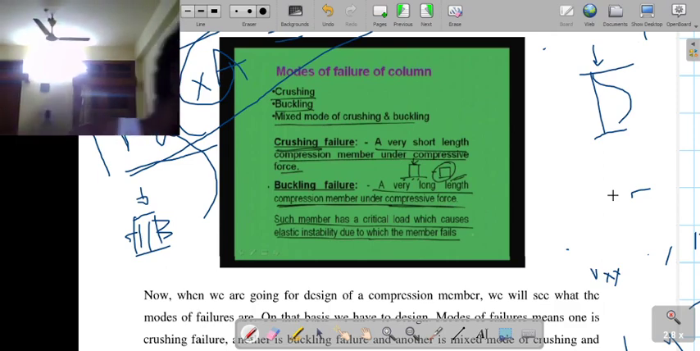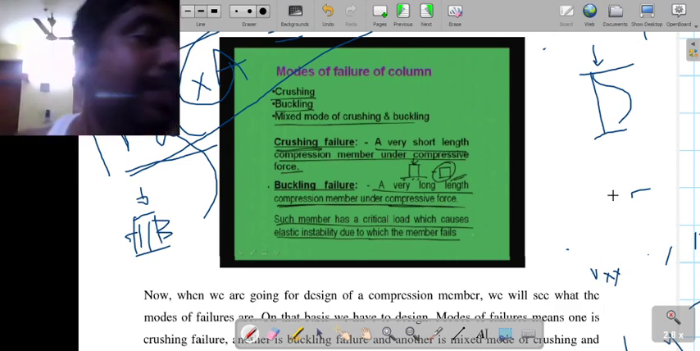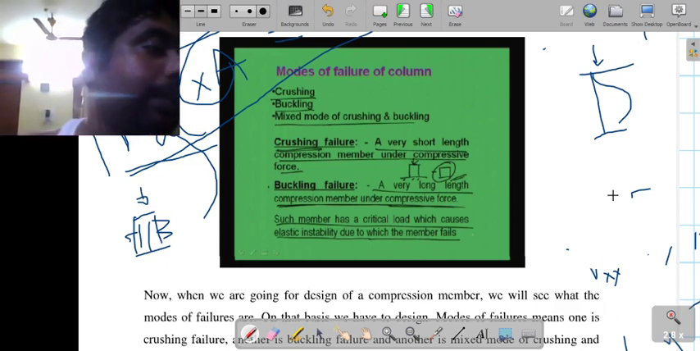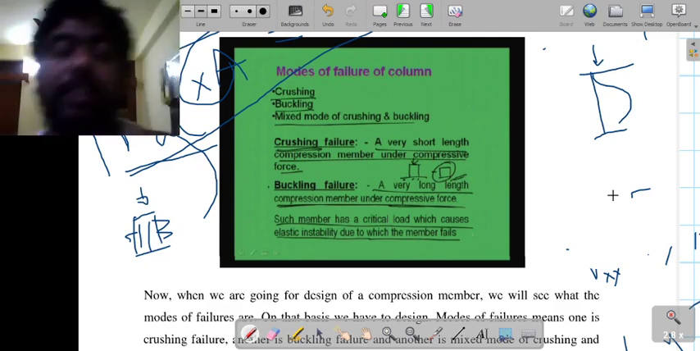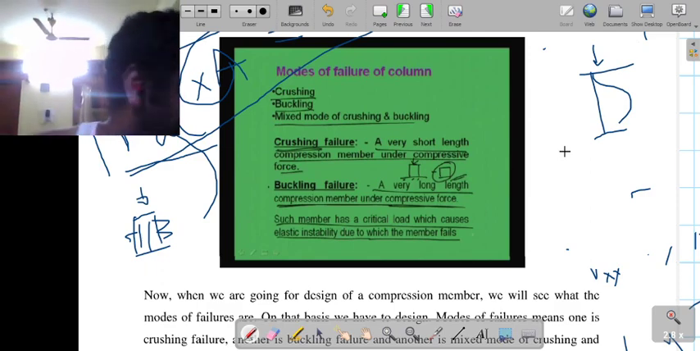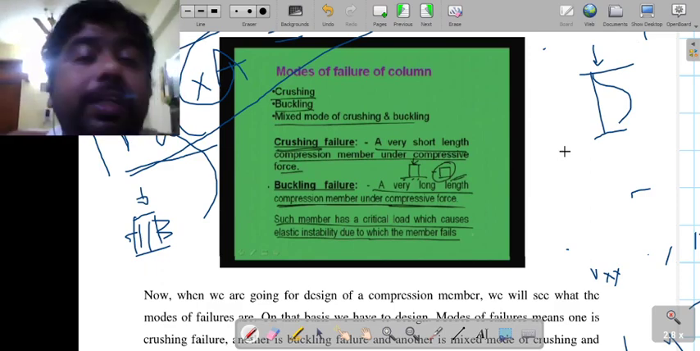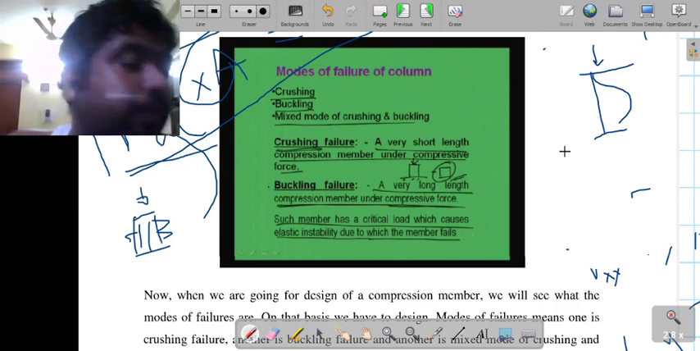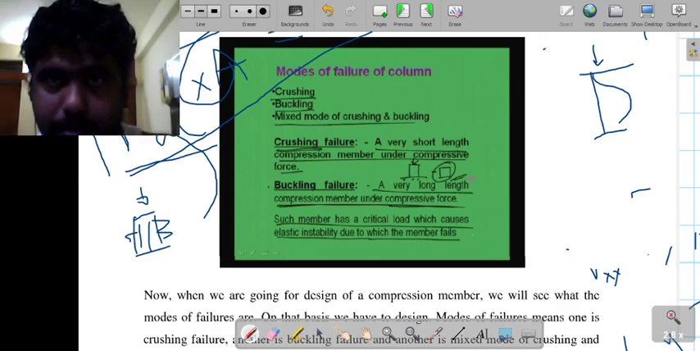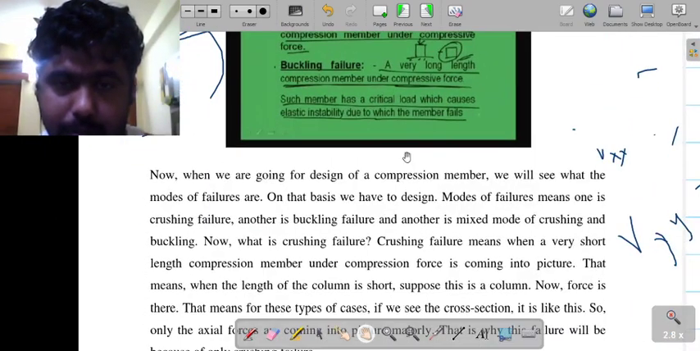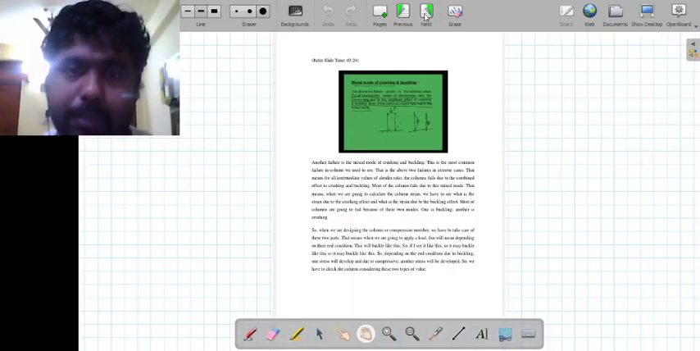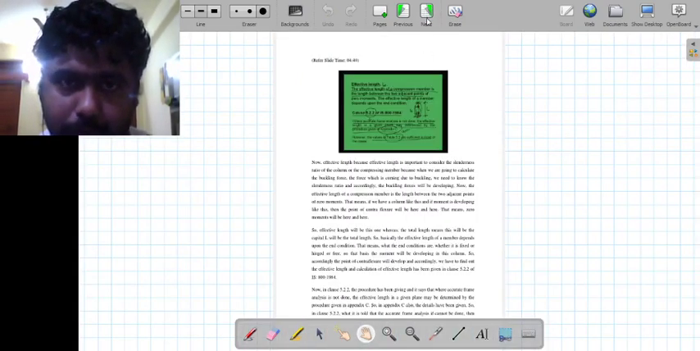Okay, now once we calculate this value, you have to check that there are certain limits. Some kind of codal guidelines are given. We have to check whether those conditions are satisfied by the column section or not. One condition we have to check is that the maximum slenderness ratio should not exceed the codal provision. What are those codal provisions? Let us see those things first. Once we calculate the slenderness ratio, it should not exceed this permissible value given in the code book.